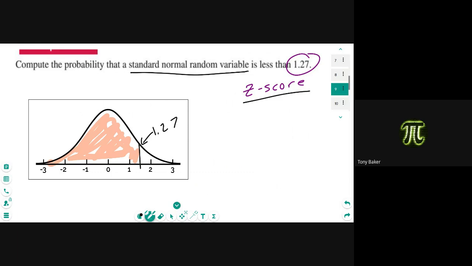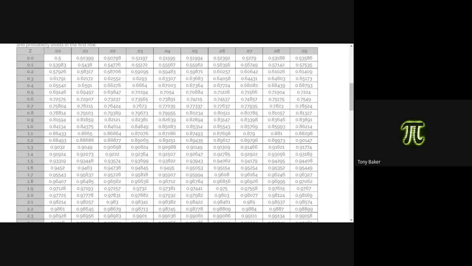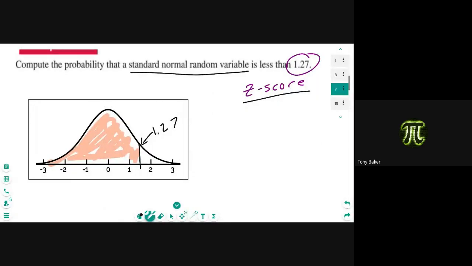So we want to find 1.27 on the Z table. So am I on my positive side or negative side? Positive. So I'm going to go down to 1.2 and then over to 7. So on your sheets, 89.8. So 1.27 is 0.8980.